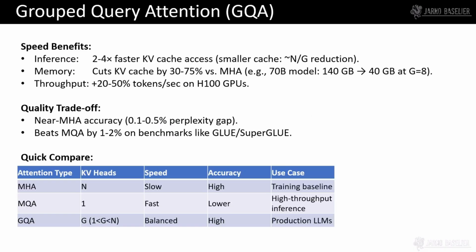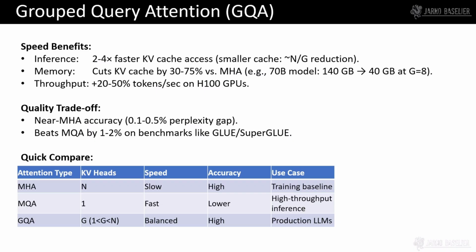We have some speed benefits, as you can imagine, where inference is 2 to 4 times faster because of the KV cache access. There's a smaller cache. Memory cuts the KV cache by 30 to 75% compared to MHA. So a 70 billion parameter model that was 140 gigabytes in memory is now only 4 gigabytes in memory. The throughput is upped by 20 to 50% on tokens per second, depending on which GPU, CPU, etc.